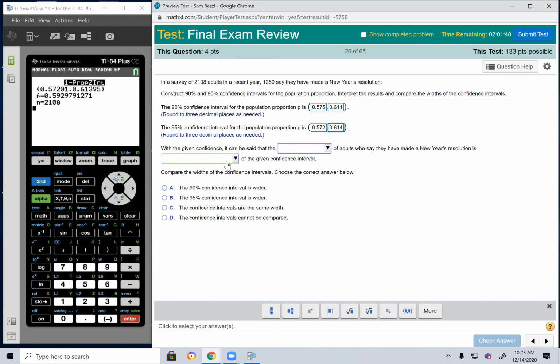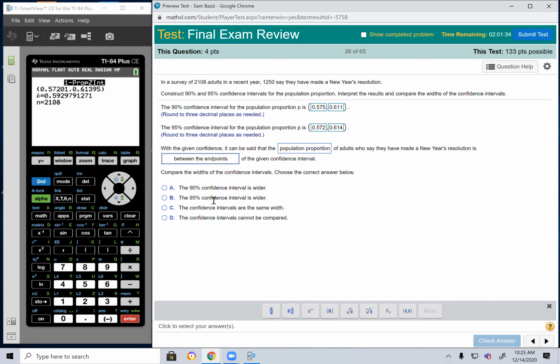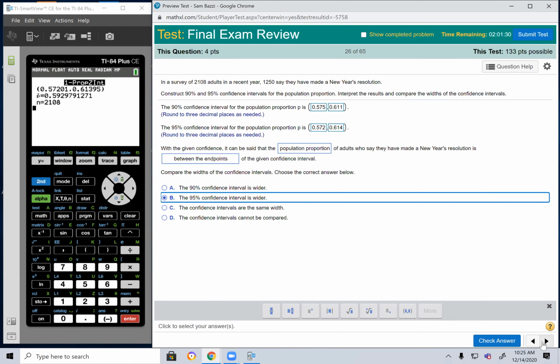Okay. With the given confidence, it can be said that the population proportion, never about the sample proportion, we already have the sample proportion, is between the endpoints, always between the endpoints. The 95% interval is always wider.